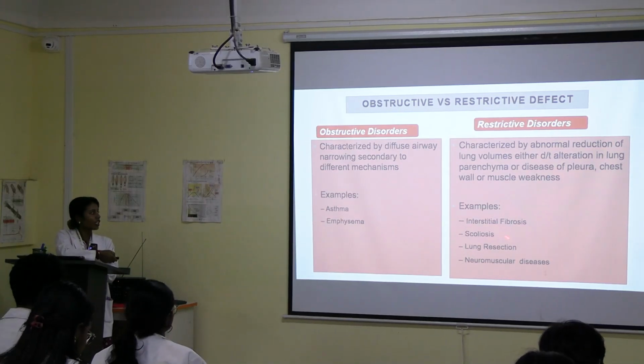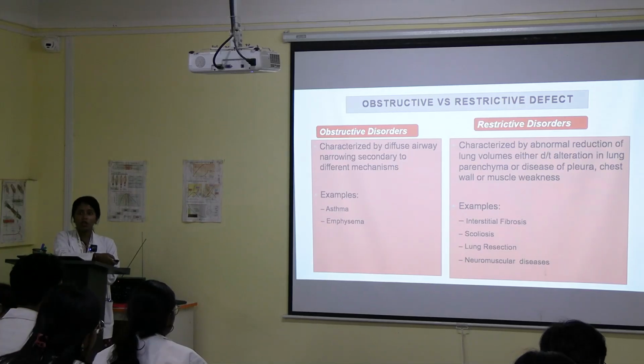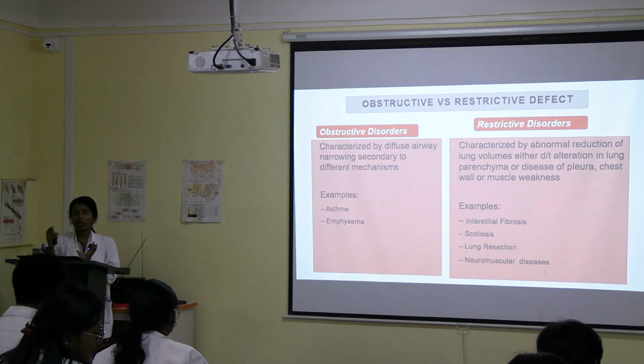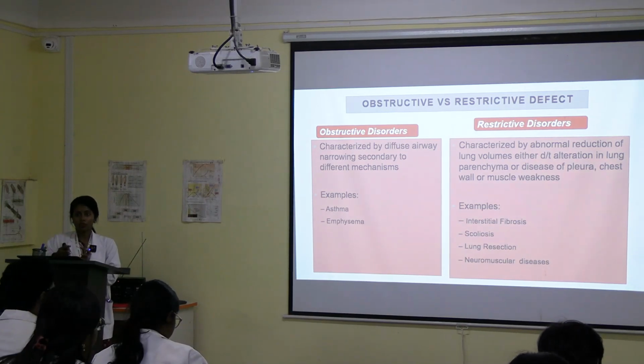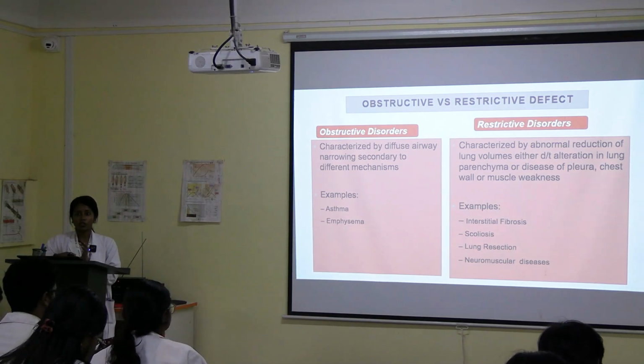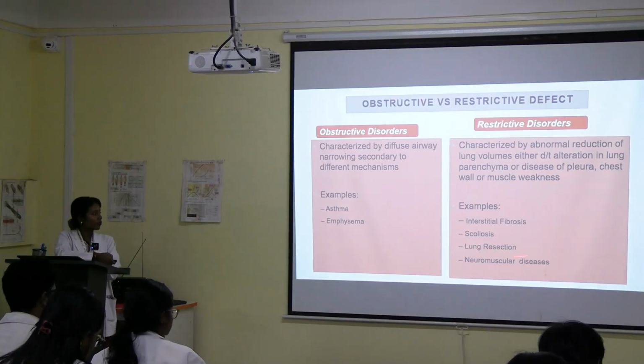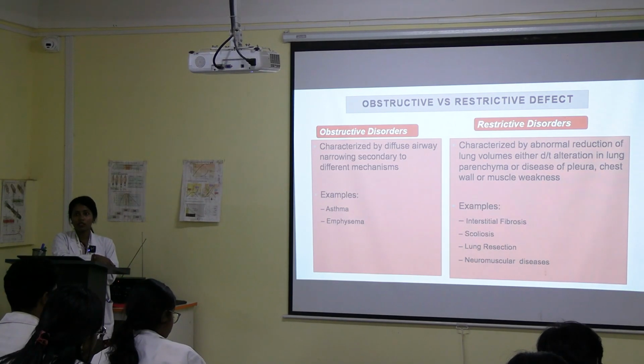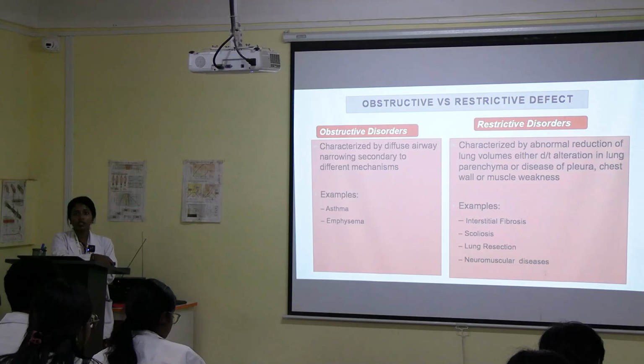You can give the example of scoliosis. You know what is scoliosis? There is lateral bending of the spinal cord. In that case, the chest wall is already deformed, right? So there will be some kind of restriction. Then if there is any neuromuscular disease, respiratory muscle paralysis, or interstitial fibrosis, these are the examples of restrictive disorder.